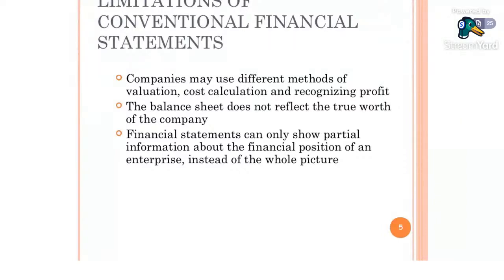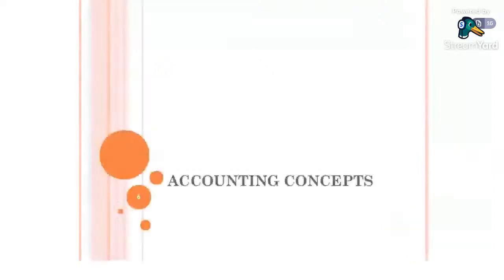So, for example, they would not want to attract investors currently. So, ang gagawin nila, ipapakita nila completely iba yung financial statement dun sa mismong true worth nila because they're planning to do something, or if for example ang agenda nila is to attract investors, what they're going to do is to show the financial statement of a company as if it's really doing well. So financial statements can only show partial information about the financial position of an enterprise instead of the whole picture.